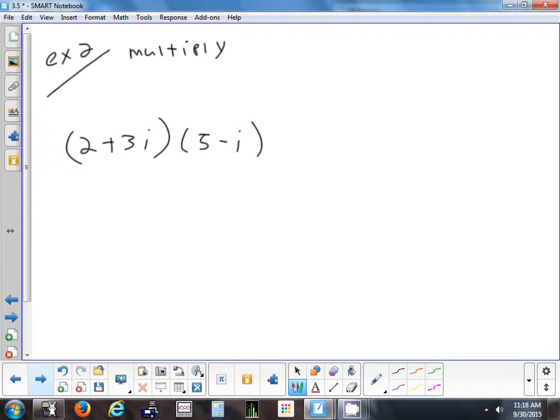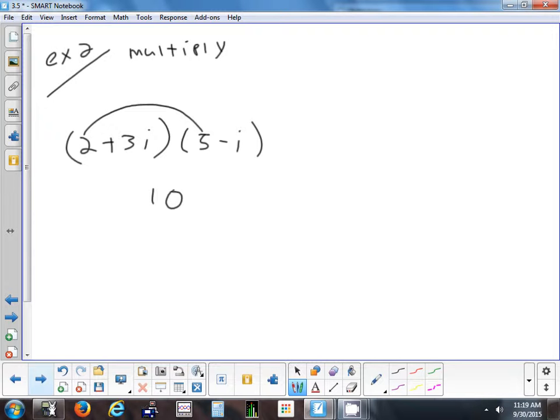Multiply the 2 to the 5. Yep. And what's that? 10. Good. Perfect. 2 times 5 is 10. Sean, what will be our next thing here? 3 times negative 1. So there's different ways you can do it. Do you do FOIL?